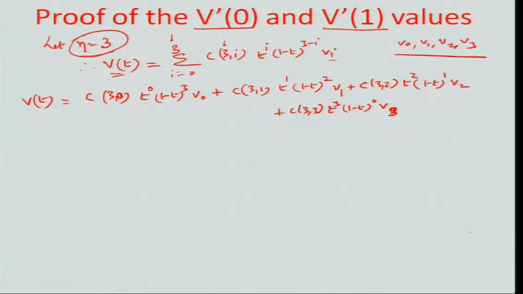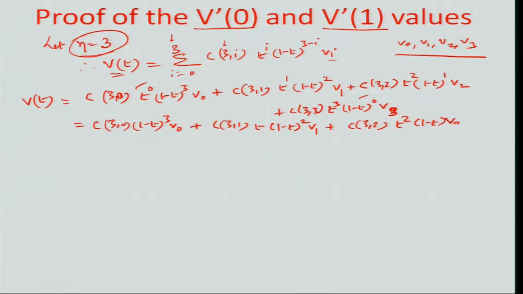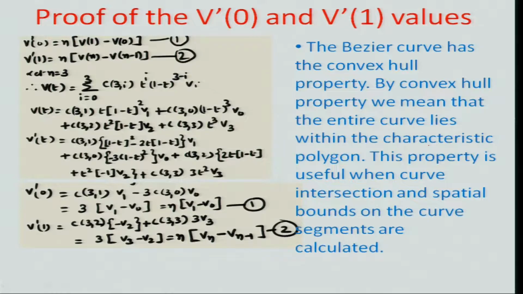Further, if we try to expand this a little more carefully, we would be just eliminating the power zeros, and we have C30 times 1 minus t cube V0, plus C31 t times 1 minus t whole square V1, plus C32 t square times 1 minus t V2, plus C33 t cube times V3, as you can see here.